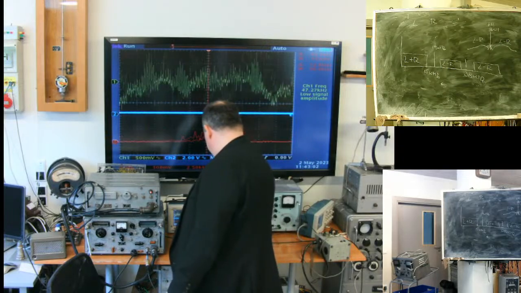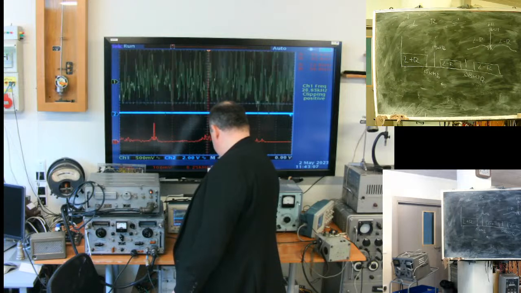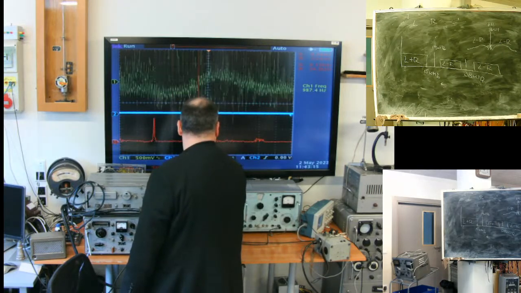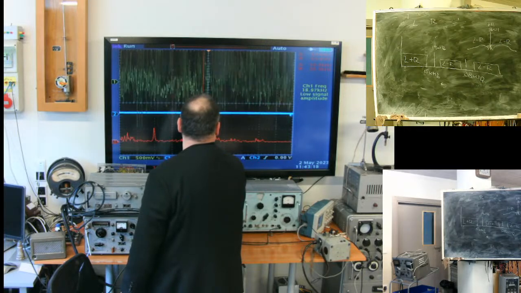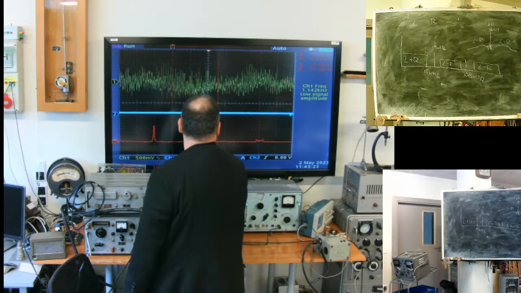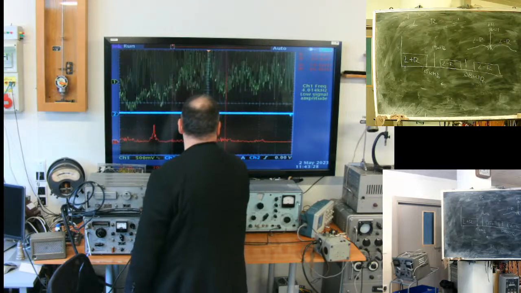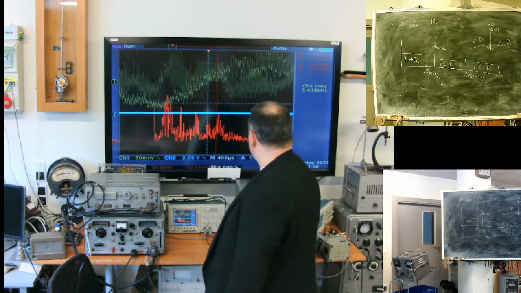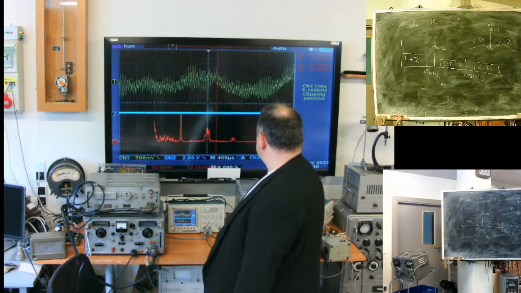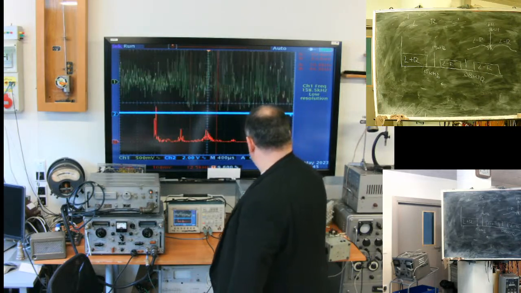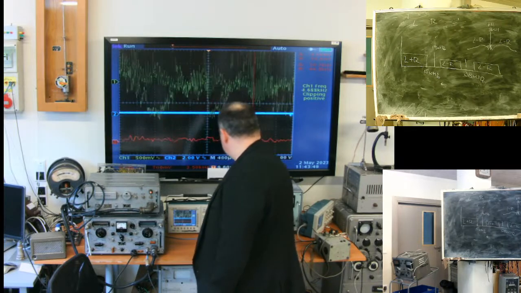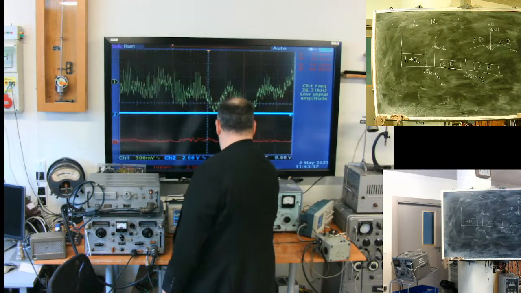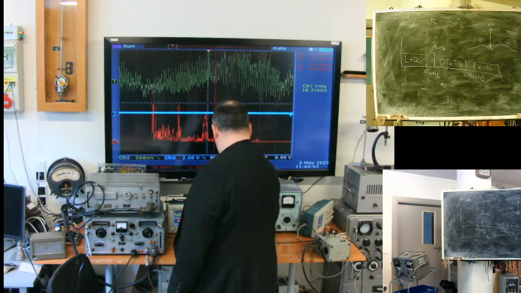One second, I'll move. I'll move to 19. It is 19 kilohertz. Sorry, I'm in the wrong place.